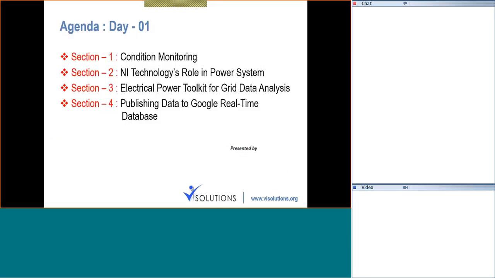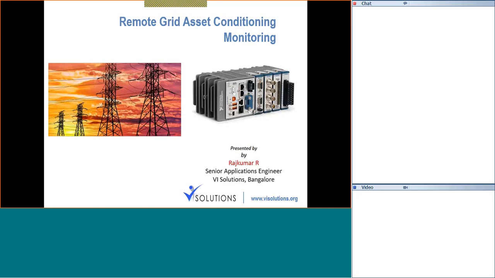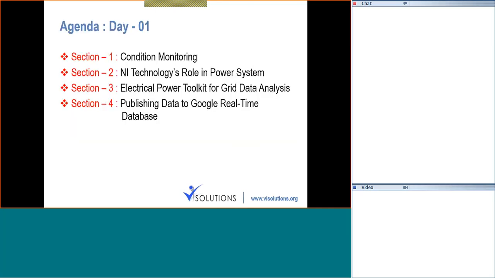So first we are going to see about condition monitoring, because we are going to look at a remote grid asset condition monitoring system. Let's first understand condition monitoring, then what NI provides for us in order to implement a system that can do condition monitoring in power systems. Where are the areas where it can do condition monitoring? And what tool helps us implement this condition monitoring?